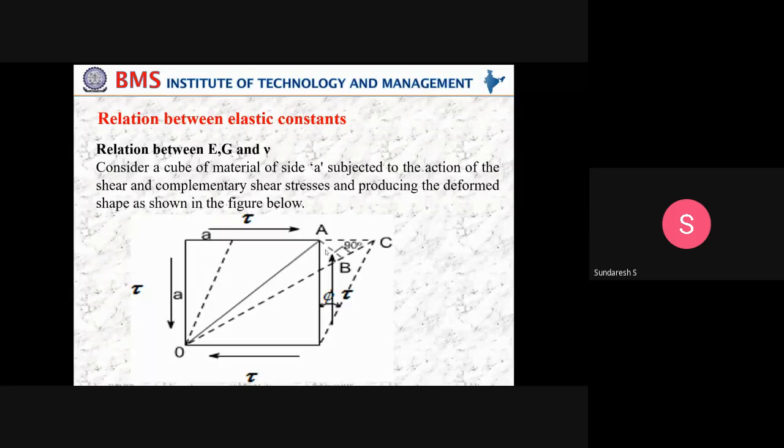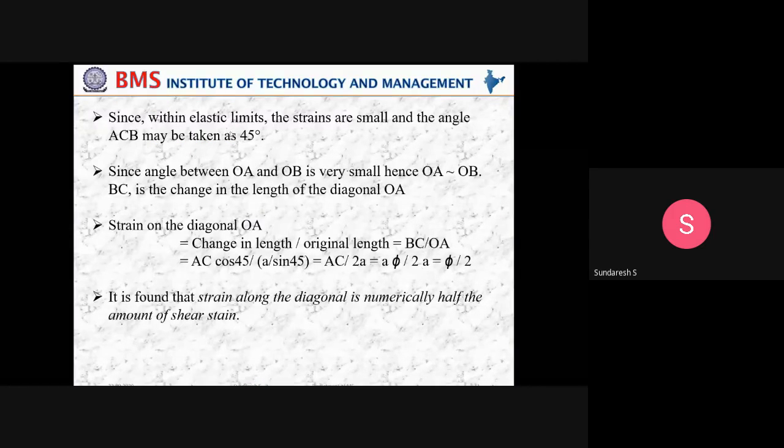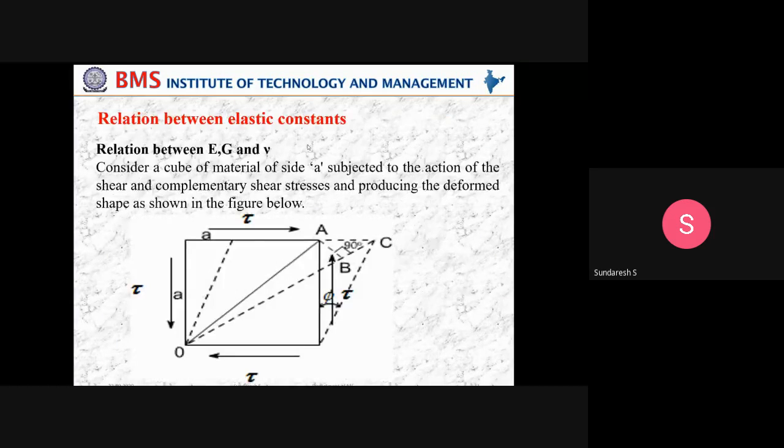So now this is the diagram and simple construction. Drop a perpendicular AB on OC, and let phi be the shear strain. Since within the elastic limits the strains are very small, the angle ACB may be taken as 45 degrees. This is the angle I am talking about, ACB.